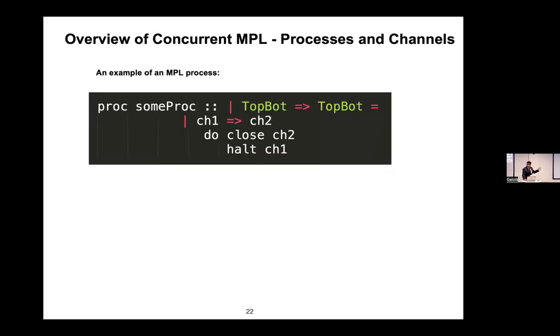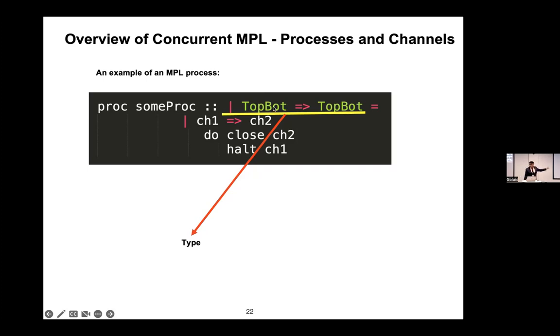So this is what a function definition looks like. Proc is the keyword for defining a process. Then this is simply the process name. Then we have a process type. Everything before the bar is the type of the sequential parameter of the process. Everything after the bar is the type of the concurrent parameter. So topbot is the type of the input channel, and topbot on the right-hand side of this arrow is the type of the output channel, which is CH2 here. So the type of CH1 is also topbot, and CH2 is also topbot.